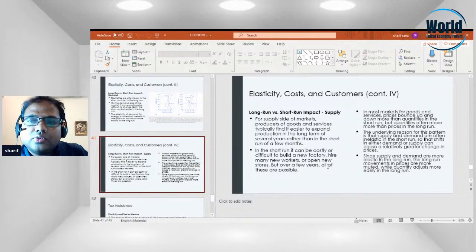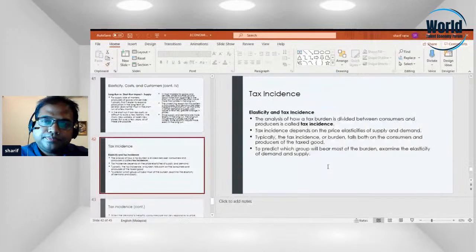The underlying reason for this pattern is that supply and demand are often inelastic in the short run. So a shift in either demand or supply can cause a relatively greater change in price. Since supply and demand are more elastic in the long run, movements in price are more muted, while quantity adjusts more in the long run.